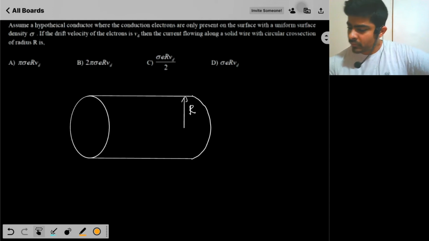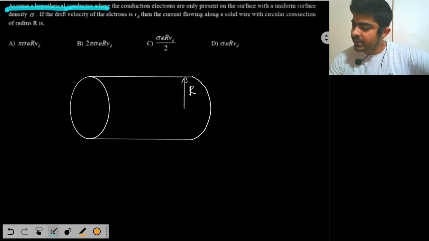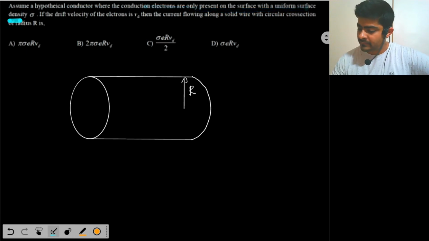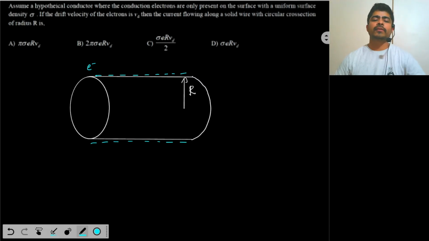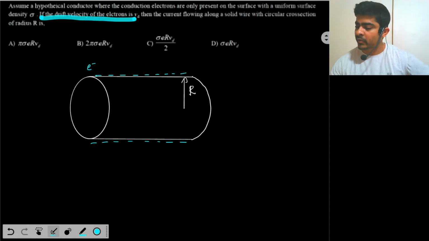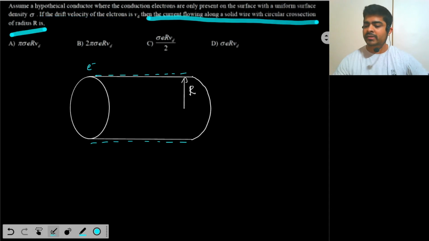ओके, अब ये क्वेश्चन देखो. Assume a hypothetical conductor where the conduction electrons are only present on the surface with a uniform surface density sigma. So this is your conducting surface, okay, and the electrons are present only on the surface of the conductor. The negative charge is present only on the surface of the conductor. Drift velocity of the electrons is Vd. Then the current flowing along a solid wire with circular cross section of radius r is what?